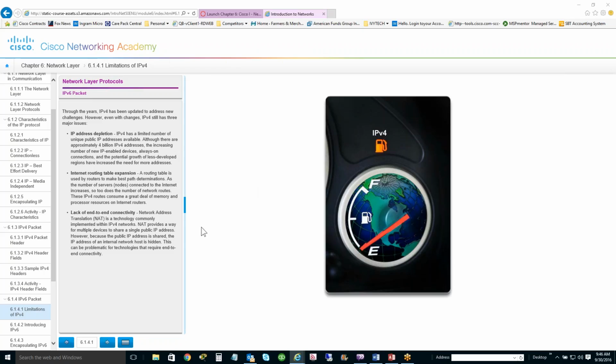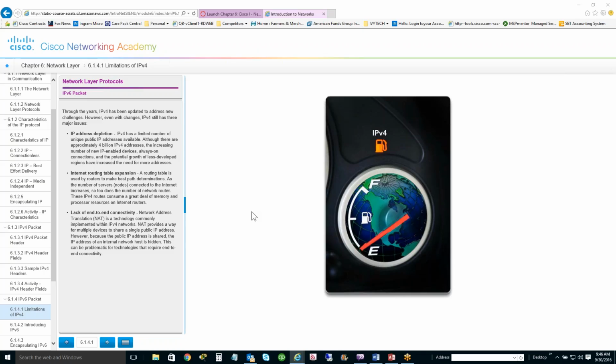So what this allows is us to deal with some things that IPv4 is limited with. One, IPv4 gets complex to route, to make best path determinations. As the number of servers connected to the internet increases, so does the number of network routes. These IPv4 routes consume a lot of memory and processor resources on internet routers. IPv6 is a more efficient way of routing.